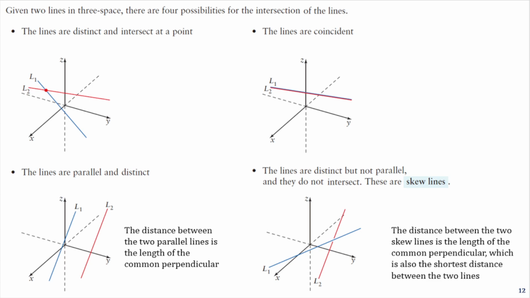Third, the lines are parallel and distinct. This is also possible. In that case, the distance between the two parallel lines is the same anywhere, right? And this distance is the length of the common perpendicular.